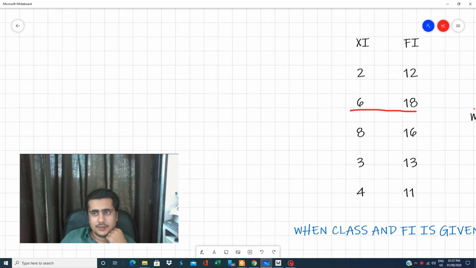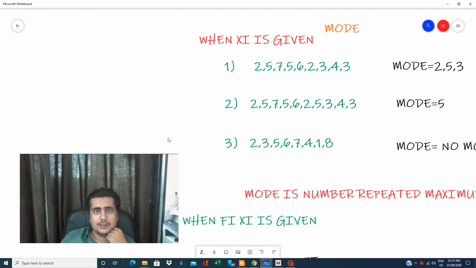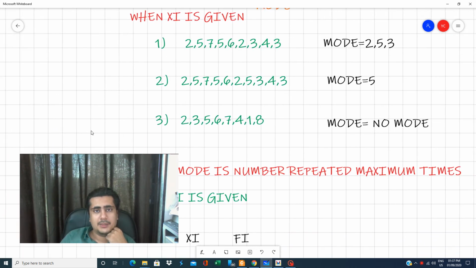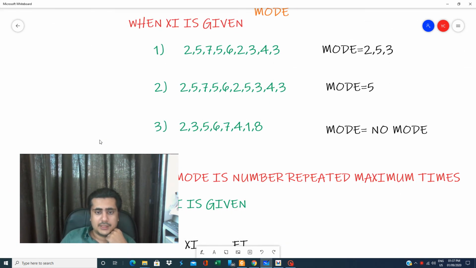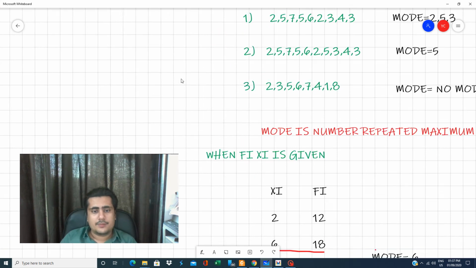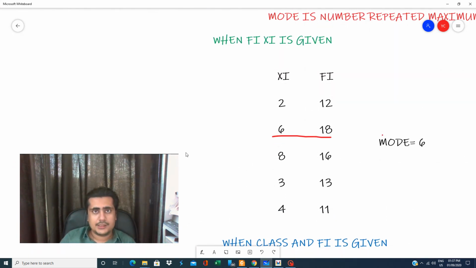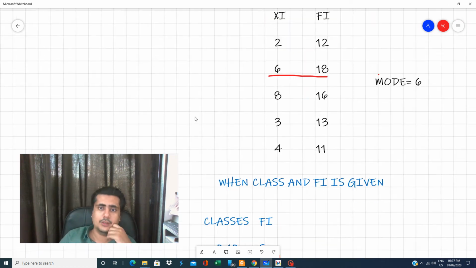We studied the topic mode, in which first of all we did the case when an exercise is given. I told you that mode is the number repeated maximum times. Then we did the case when a frequency table is given, in which I told you that mode is the observation having maximum frequency. So this is the observation, this is the frequency, and mode is the observation having maximum frequency.